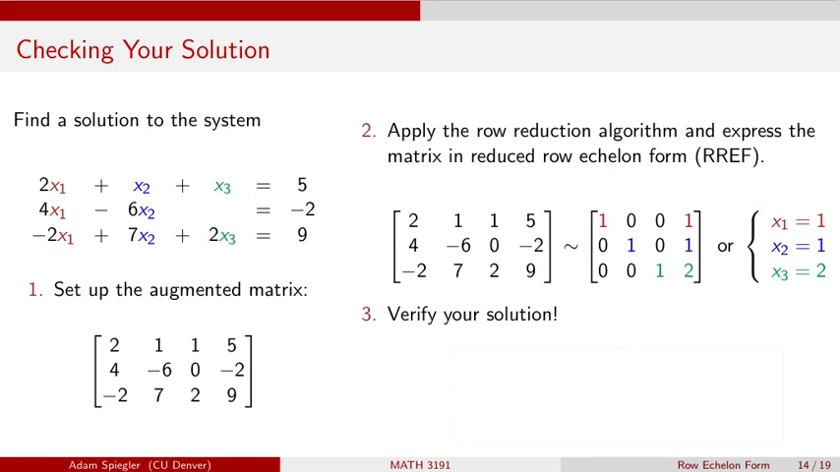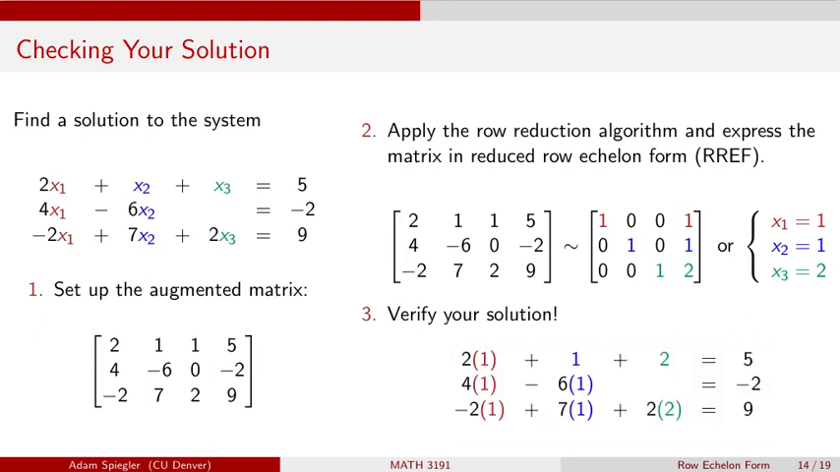So I'm going to go ahead and plug in 1 for x1. I'm going to plug in 1 for x2. And I'm going to plug in 2 for x3. And if this is a solution, then all three equations should be simultaneously satisfied when I plug in these values.